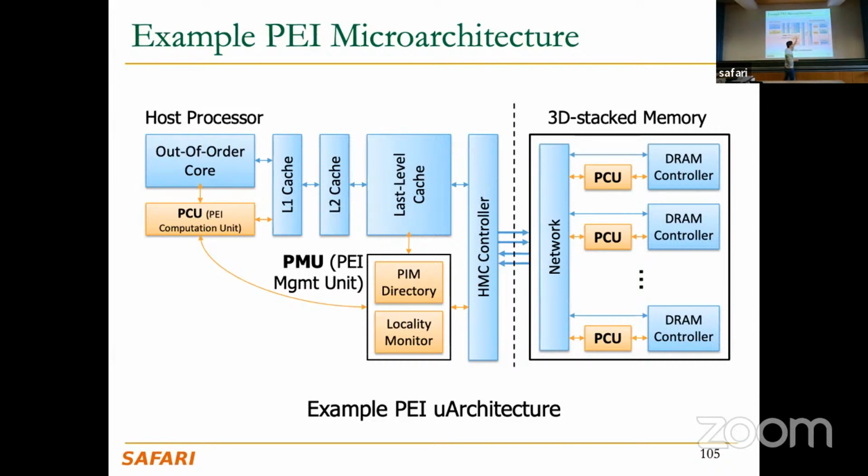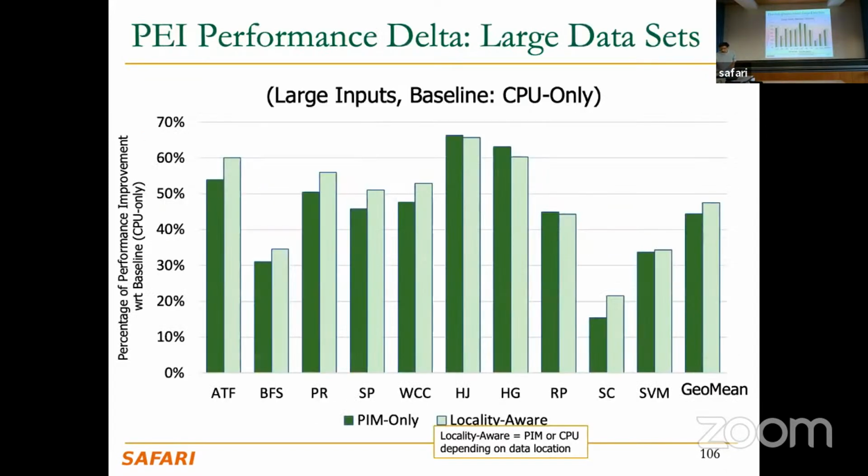If it's not, then it executes the computation in the PCUs, in the 3D-stacked memory. If the cache line is in the cache hierarchy, then it runs in this PCU near the out-of-order core. And here are also some results: a performance improvement for the large inputs.